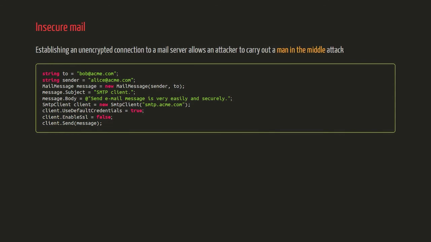Another transport layer security problem can be related to emails. For example, an unencrypted connection to a mail server allows an attacker to carry out a man-in-the-middle attack. So remember to set SSL to true inside your send mail job.